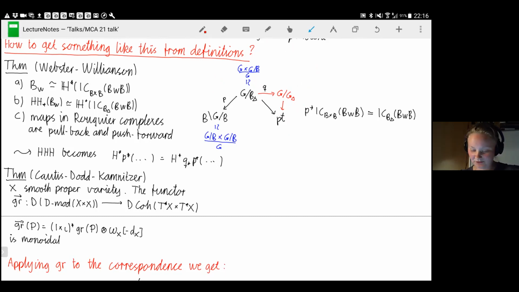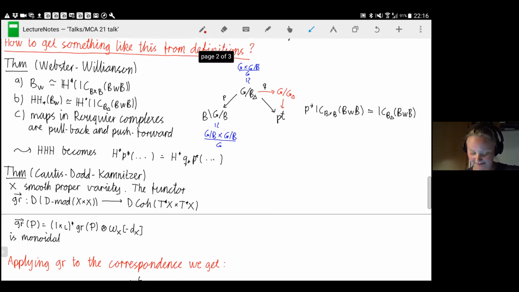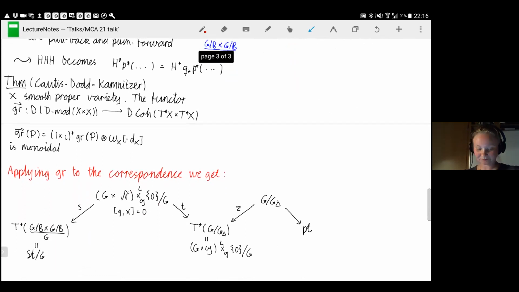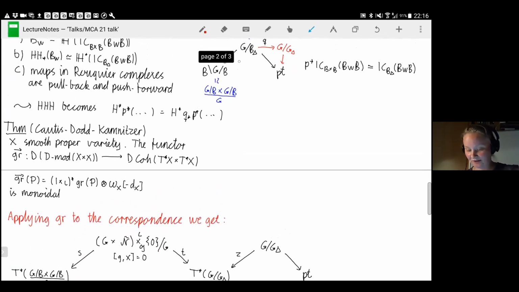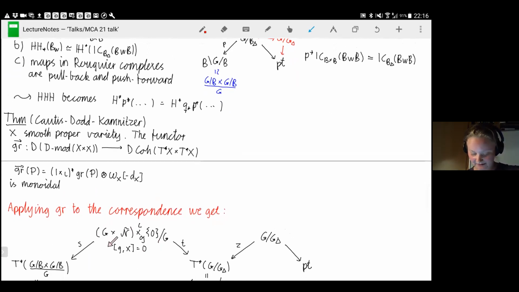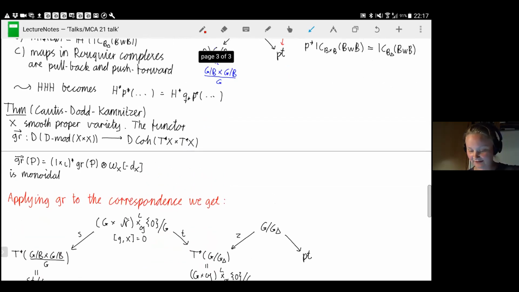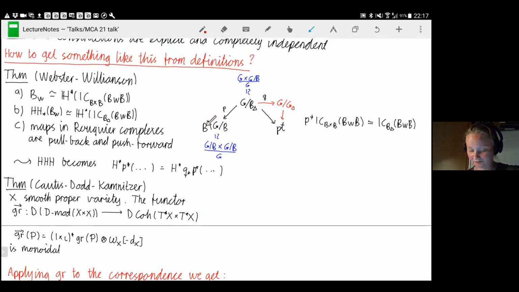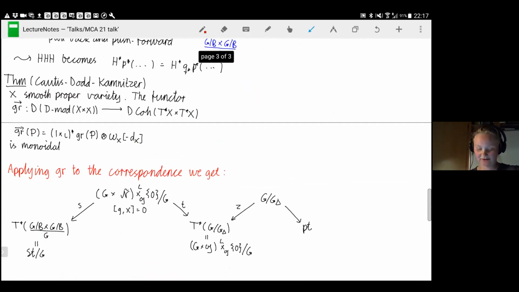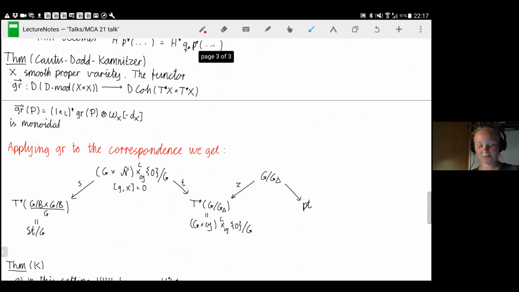So what do we get when we play this game? Each time you have a push forward or pull back, you get a correspondence. This correspondence is actually a fiber product, because what I'm writing here is what you get from these two. You get a correspondence from this pullback and a correspondence from this push forward, and if I collect these two together, I get this big correspondence.